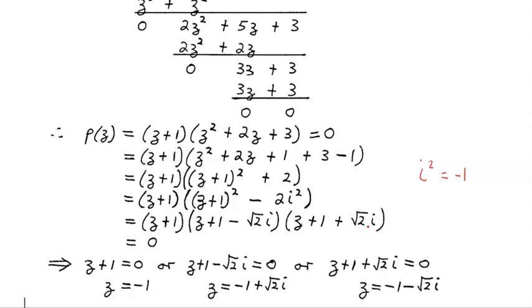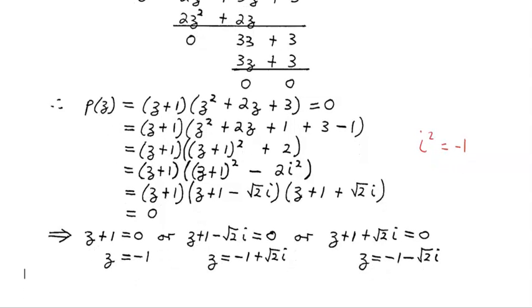So null factor law says z plus 1 is 0, which is z equals minus 1. We knew that from before. And solving for the 2 complex factors, setting all this to 0, we get z equals minus 1 plus root 2i. This one here, we get z equals minus 1 minus root 2i. And we there have, altogether, our 3 solutions for the original polynomial.